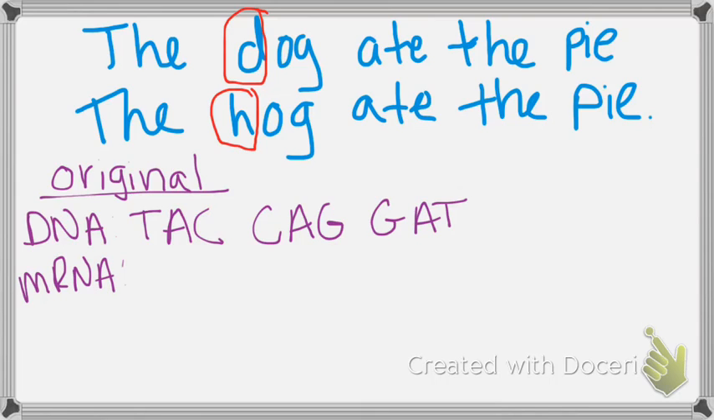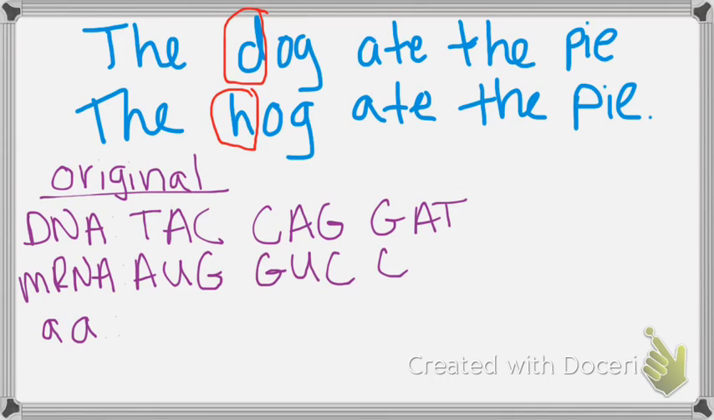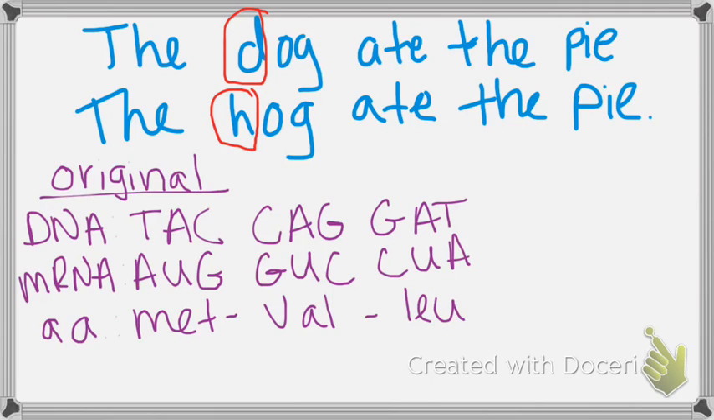I want you to pause the video and figure out the mRNA sequence and the amino acid sequence using your codon chart. Remember that in mRNA, T pairs with A, A pairs with U, C with G, and G with C. So our amino acid sequence, if you looked them up on your chart, was methionine, valine, and leucine. This will be our original DNA sequence, which codes for this specific protein, these amino acids.